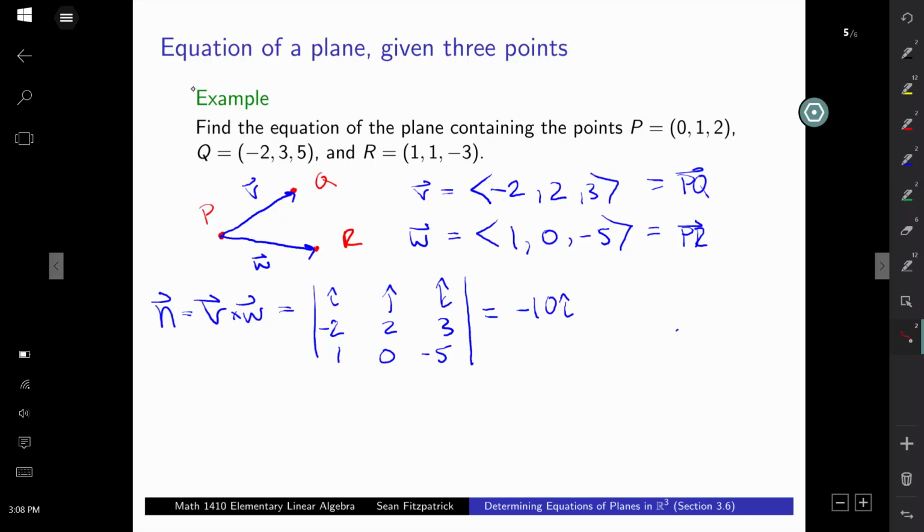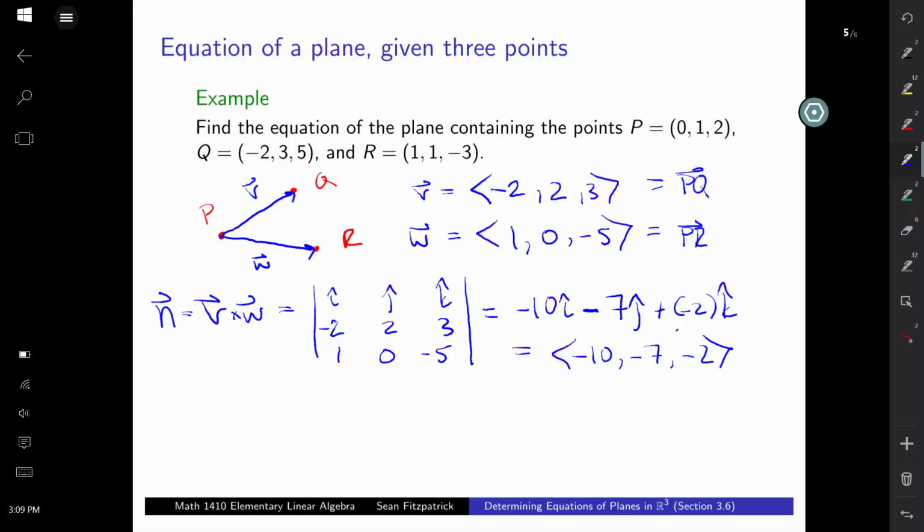For the j component, minus 2 times minus 5, that's plus 10, and then minus 3. So we're doing 10 minus 3. Remember that minus sign for the j component, and then 10 minus 3 gives me 7j. And then for the k component, that's 0, right? And then we're subtracting 2, so minus 2 times k. So our vector is minus 10, minus 7, minus 2.